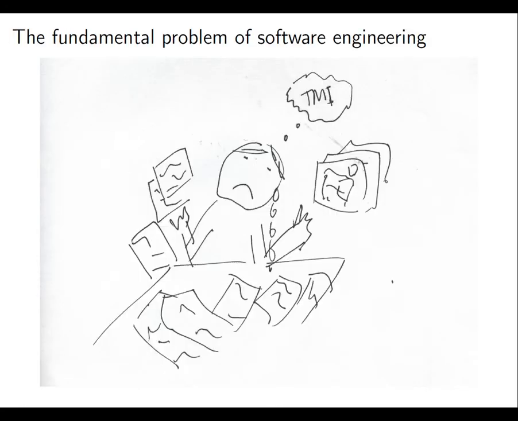Well, the fundamental problem of software engineering is too much information. This is why software engineering is difficult. There is too much information in even a moderate-sized software development project to fit in a single human brain.